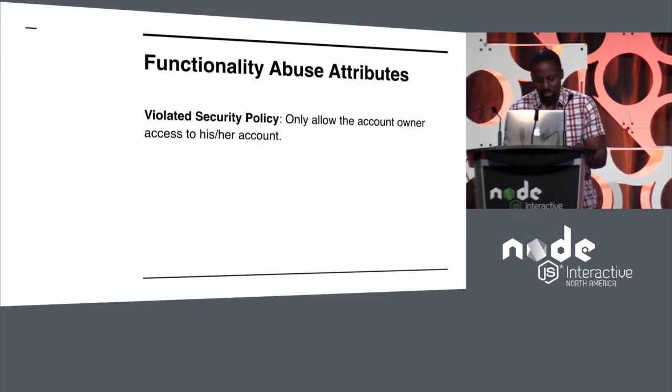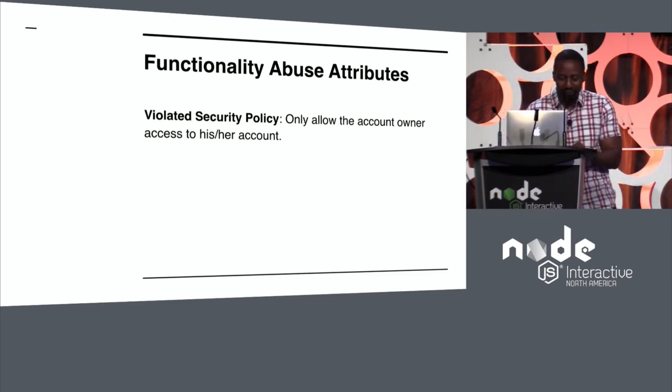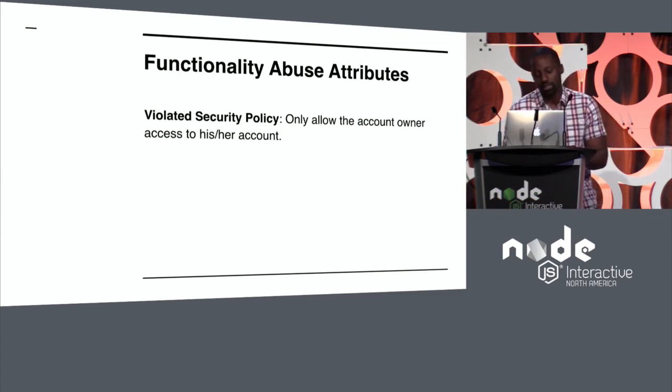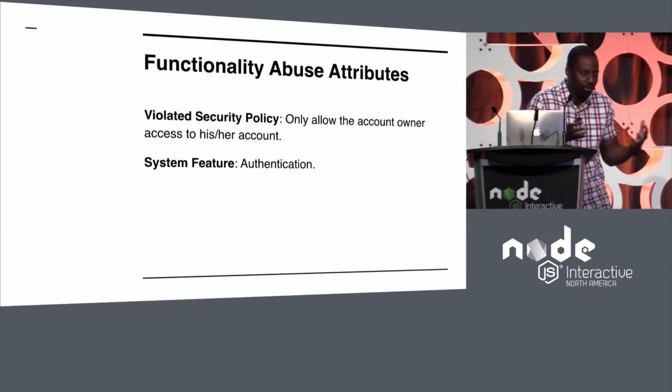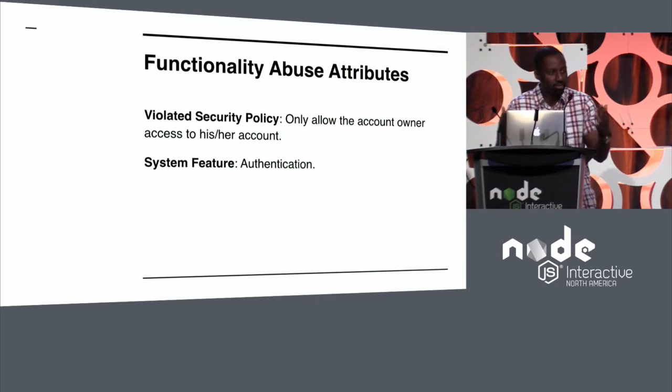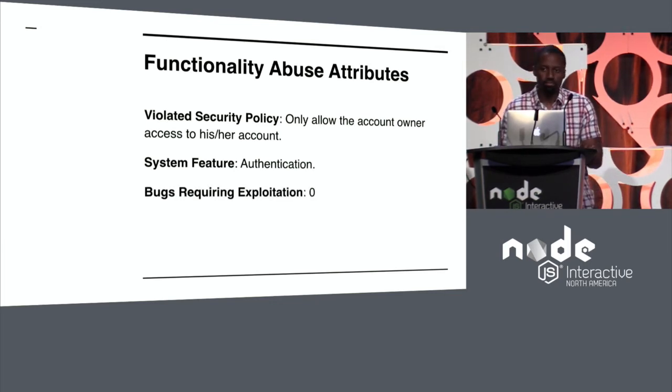What security policy is being violated? Again, you're going to get a security policy that is kind of tough to enforce, right? Like only allow the account owner access to his or her account. Kind of tough to enforce. But that's the security policy that's being violated. Then you look at, okay, what is the system feature? Authentication. Most websites are going to need and or want authentication, right? You don't want to provide access to any and everyone. And then lastly, you have the bugs required to exploit. None. You're not exploiting any bug in the system, right? You could implement your system perfectly. You still have this issue, right?